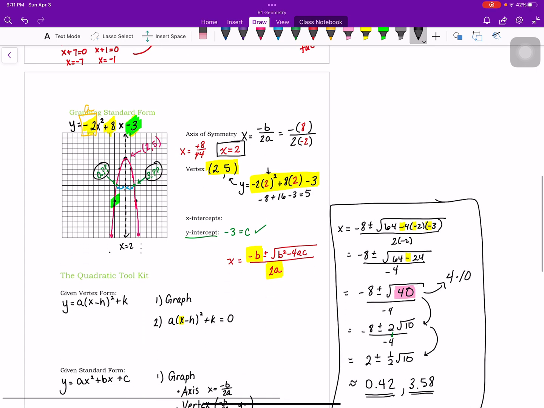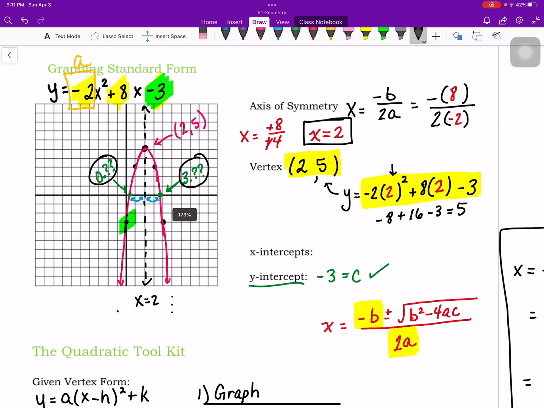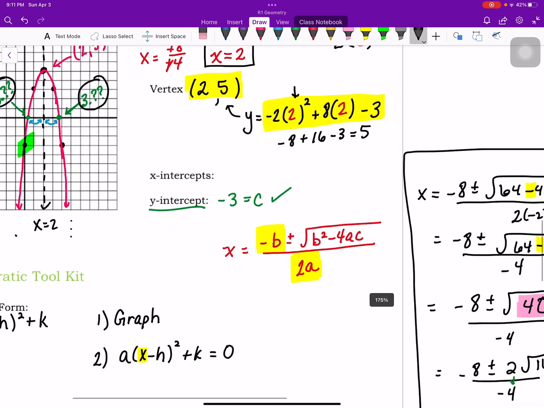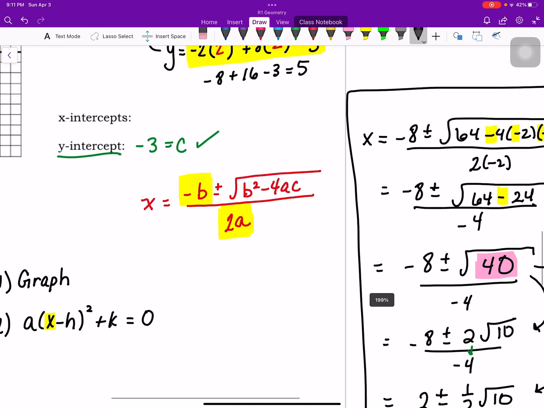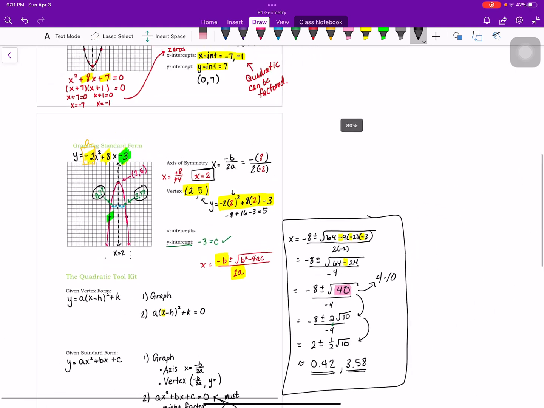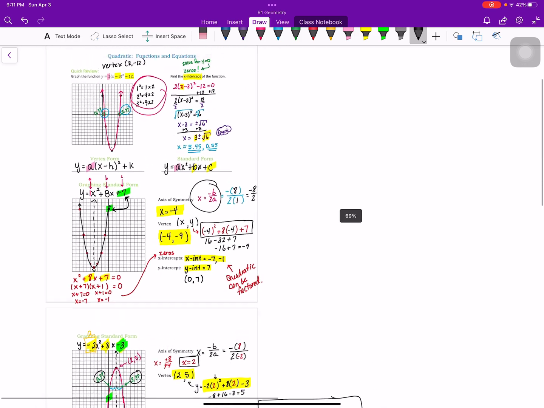But when you do have numbers on there and you don't know how to factor it, we always have that handy quadratic formula to do all that work for us. Those are the types of things you're going to be practicing for your assignment.